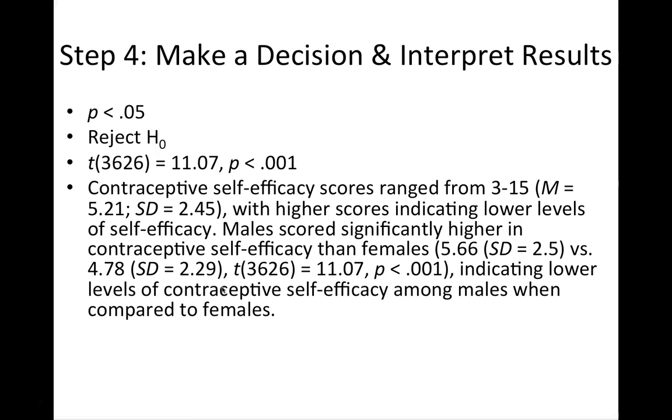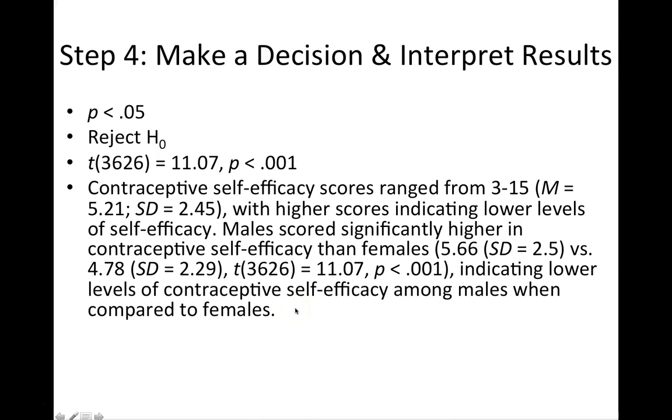So males scored significantly higher in contraceptive self-efficacy than females, and we can give the group means and standard deviations, and then our t statistic here, indicating lower levels of contraceptive self-efficacy among males when compared to females. So we want to give what those comparisons are and interpret what that difference means. Because higher scores indicate lower levels of self-efficacy and men scored higher, it indicates lower levels of contraceptive self-efficacy among males when compared to females.